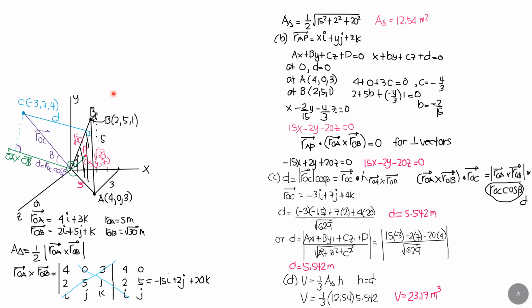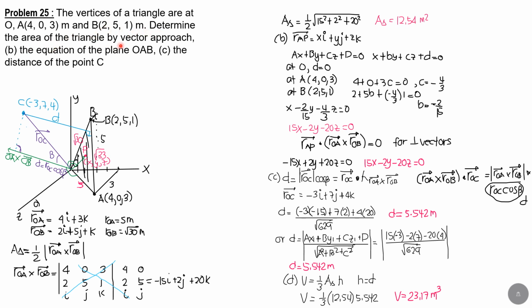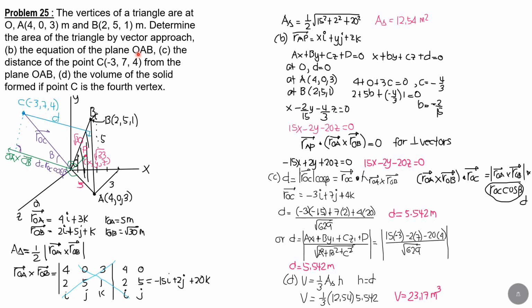So problem 25. The vertices of a triangle are at O, A, which is at (4, 0, 3) meters, and B at (2, 5, 1) meters. Determine the area of the triangle by vector approach. Letter B, the equation of the plane OAB. Letter C, the distance of the point C, which is at (-3, 7, 4), from plane OAB. And D, the volume of the solid formed if point C is the fourth vertex.